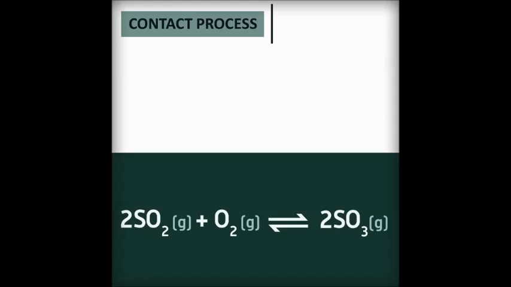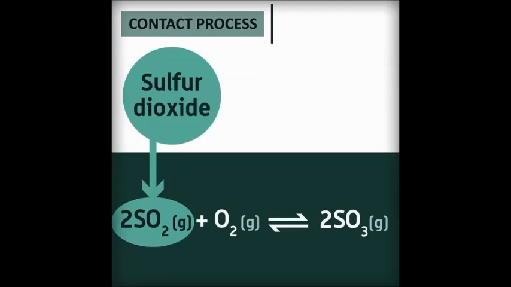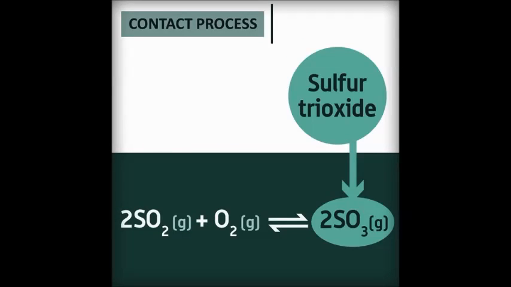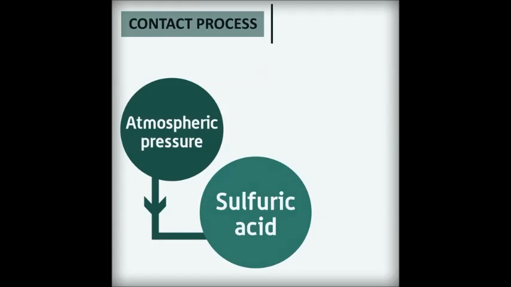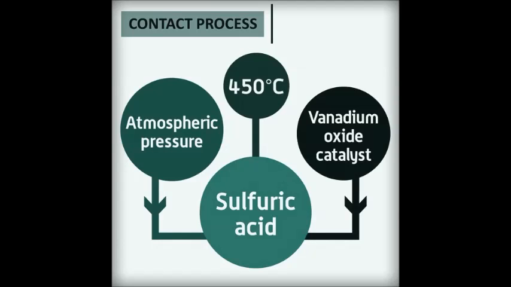The contact process uses another reversible reaction to produce sulfuric acid on a large scale. Sulfur dioxide reacts with oxygen in a reversible reaction to produce sulfur trioxide. The sulfur trioxide produced is used to make sulfuric acid. The optimum conditions for this reaction are atmospheric pressure, a temperature of 450 degrees Celsius, and a vanadium oxide catalyst.